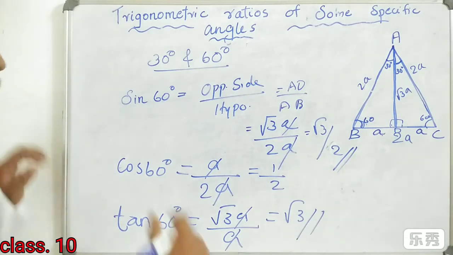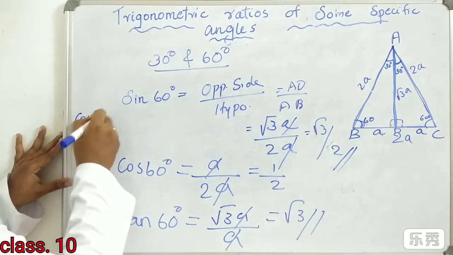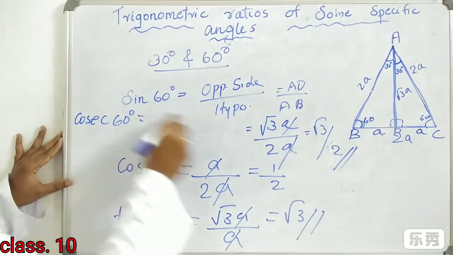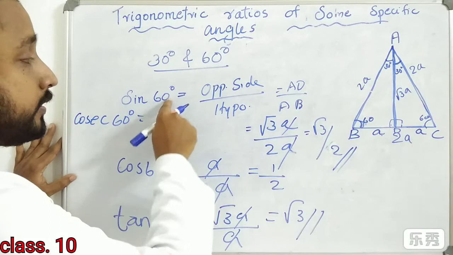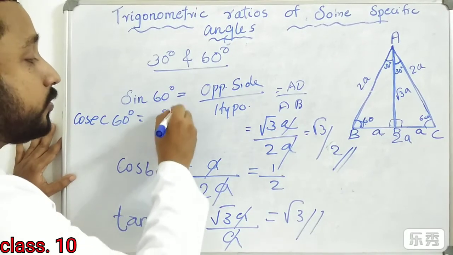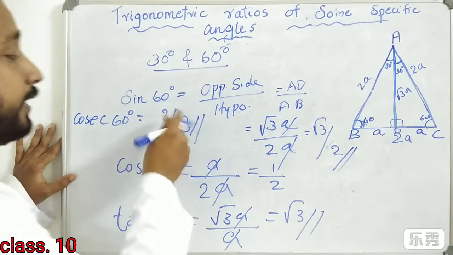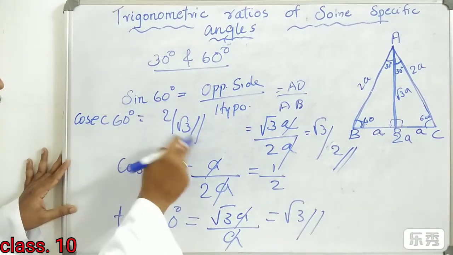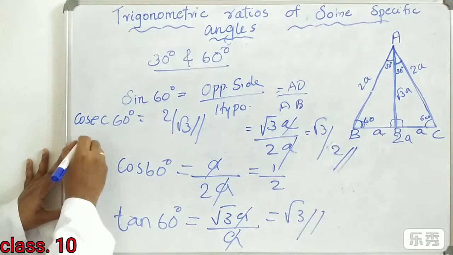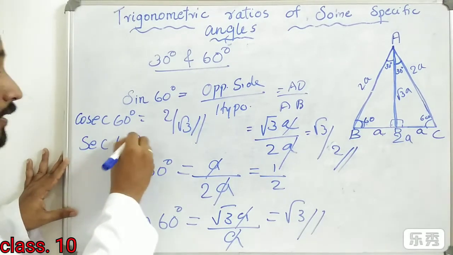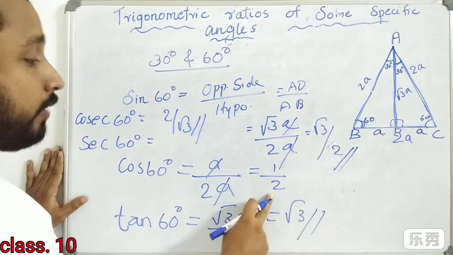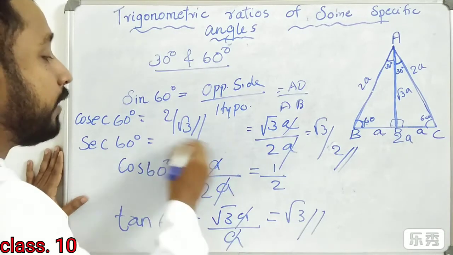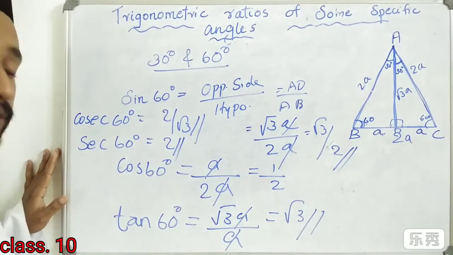What about cosec 60? Cosec 60 is the reciprocal of sin 60, and sin 60 is root 3 by 2. Therefore, cosec 60 is 2 by root 3. What about sec 60? Sec 60 is the reciprocal of cos 60, and cos 60 is 1 by 2. So sec 60 is 2 by 1, that is 2.